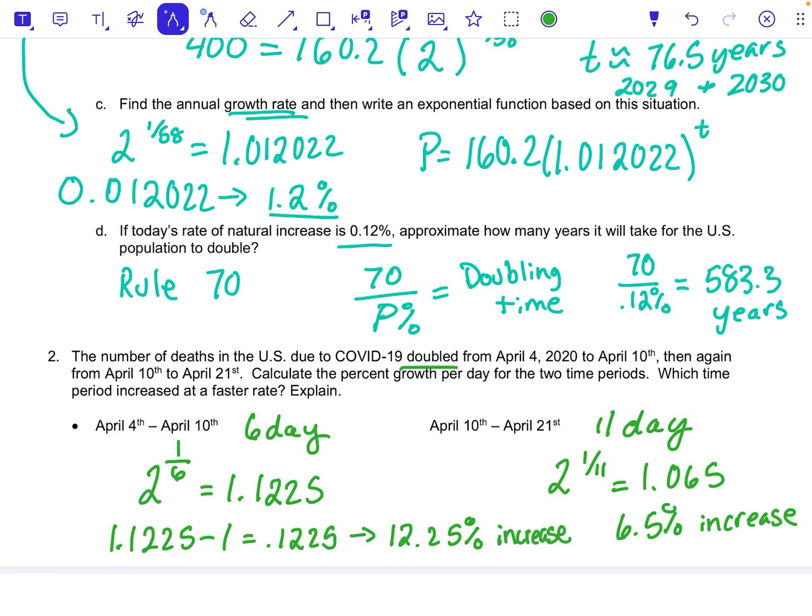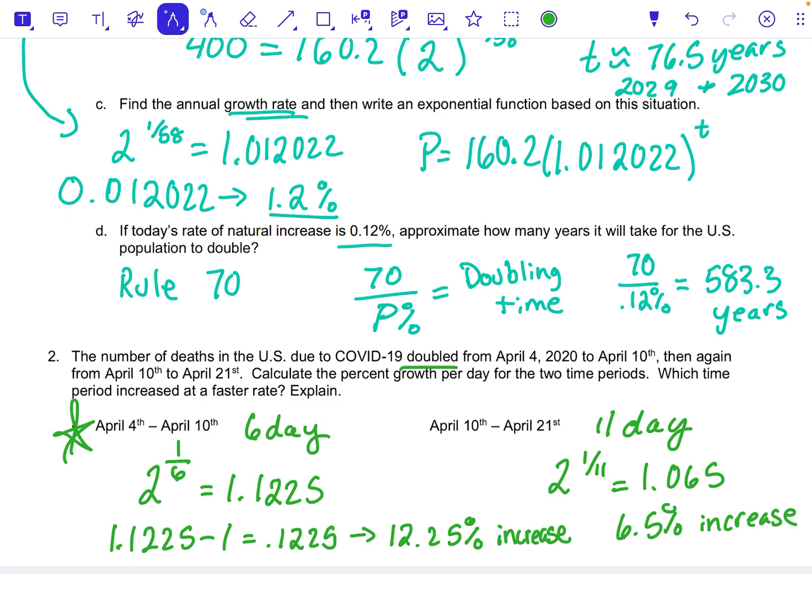And so which time period increased faster? That April 4th to April 10th period was a significantly higher increase than April 10th to 21st. And that makes sense. It doubled in a shorter period of time. And so it makes sense that that increase would be greater.